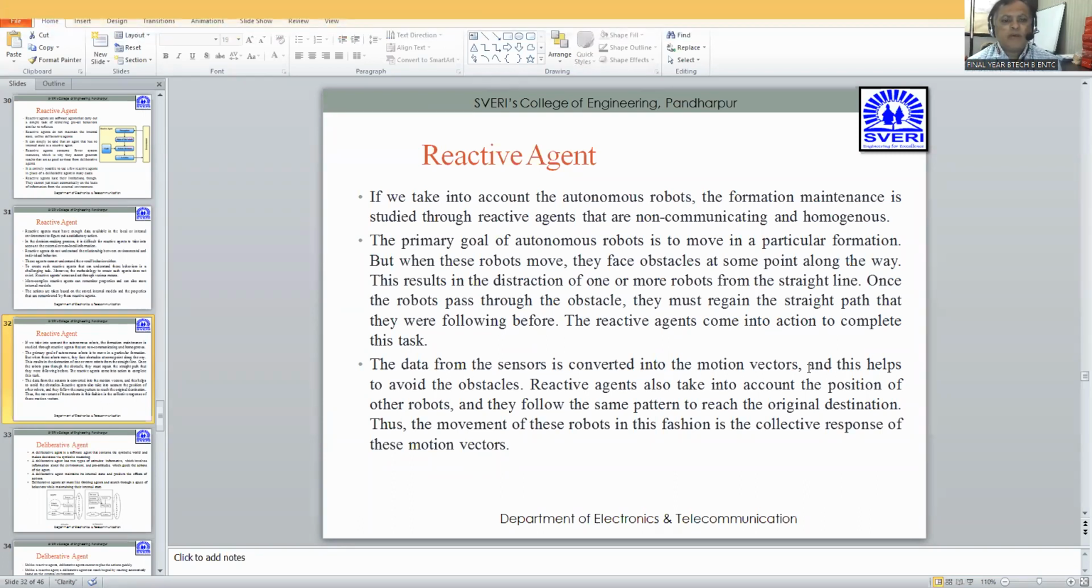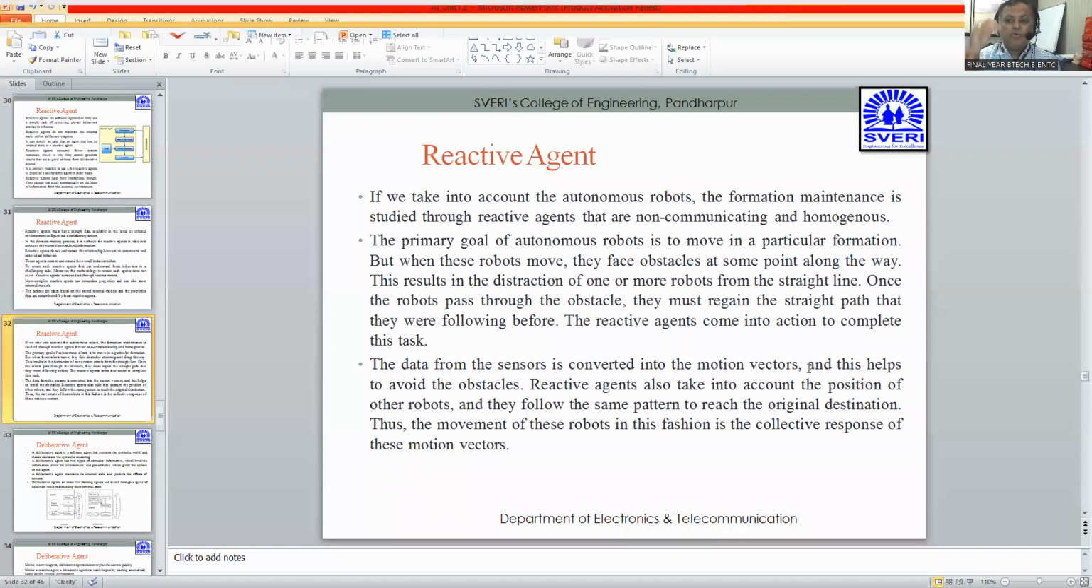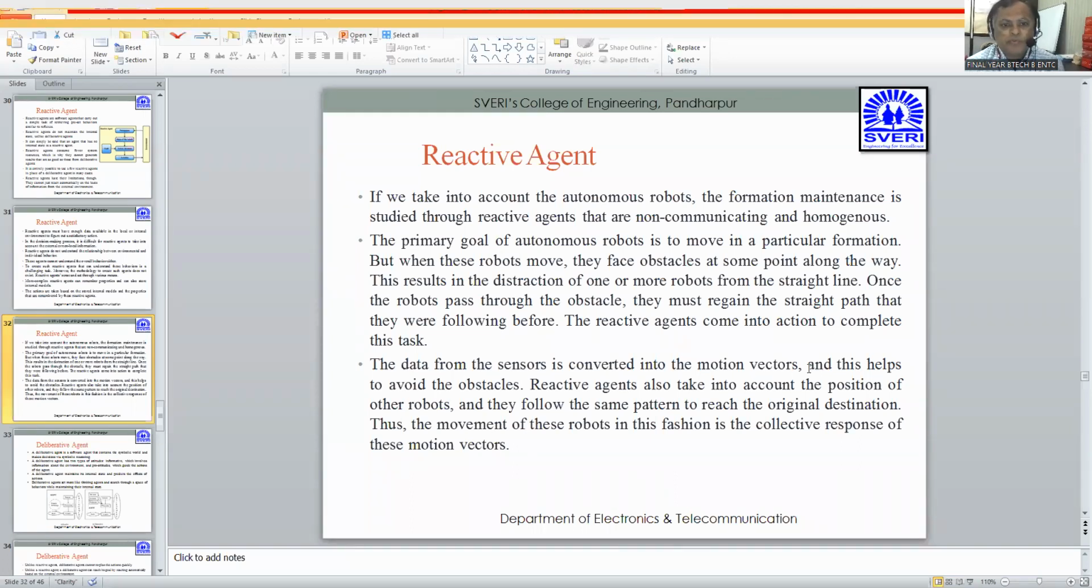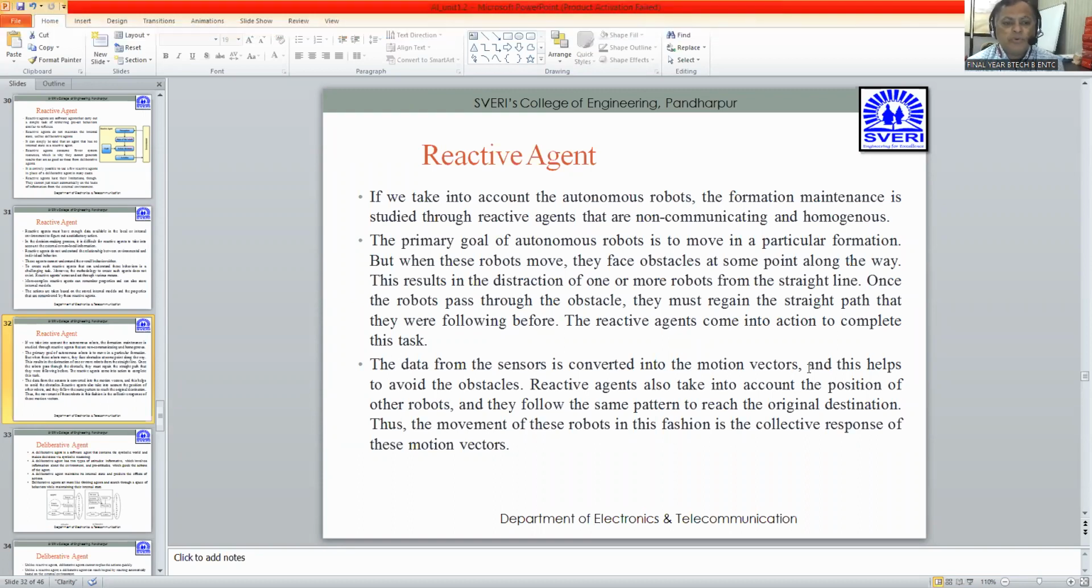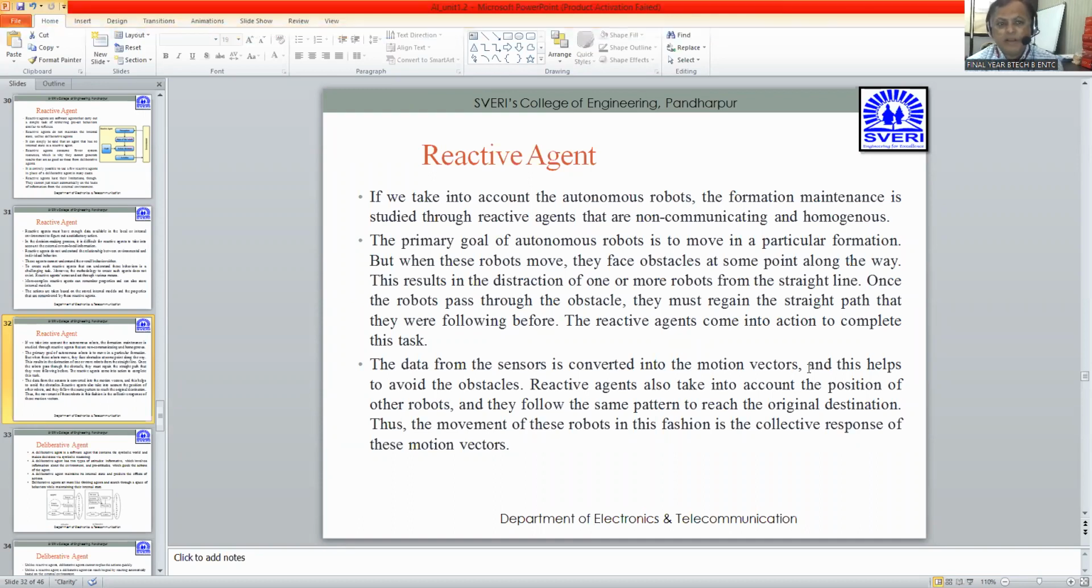Once these robots pass through the obstacle, they must regain the straight path. So again, if there are obstacles and they go through them, they should regain their original path, right? That was what they were following before, and hence the reactive agent comes into action to complete this task. So this is the best example of reactive agents. एक सीधी सी बात है, एक रोबोट है, रोबोट के अंदर एक एजेंट है, दैट इज कॉल्ड एज रिएक्टिव एजेंट. ये रिएक्टिव एजेंट कैसा है?